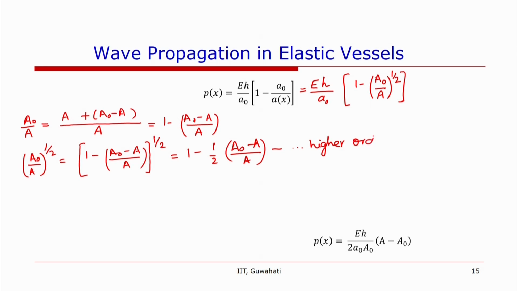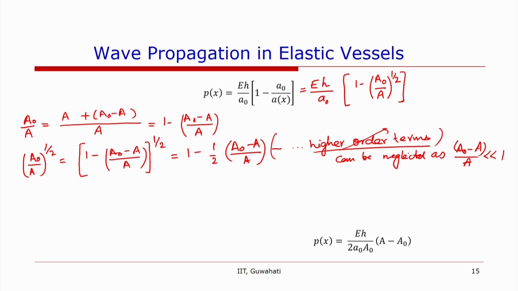We know that A naught minus A over A is very small compared to 1. So we can neglect the higher order terms.